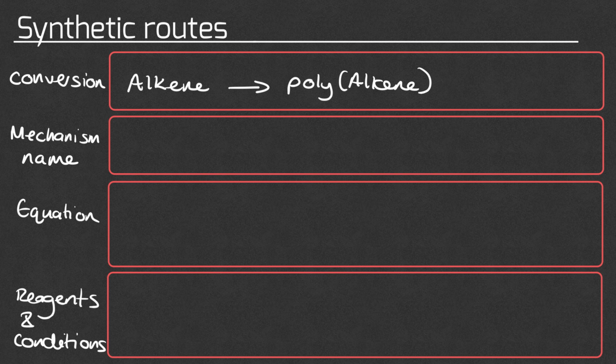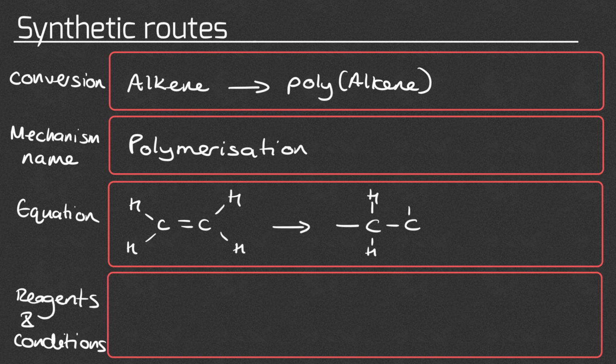For the conversion of an alkene into a polyalkene, this is a polymerization reaction. An example equation might show your alkene monomer forming your polymer repeating unit. Note the brackets going through the trailing bonds and the N to indicate the number of repeating units that you have.